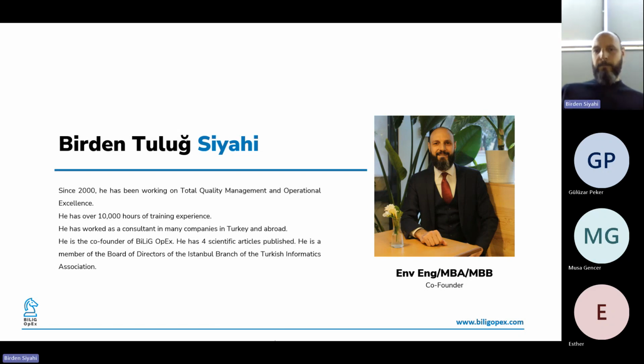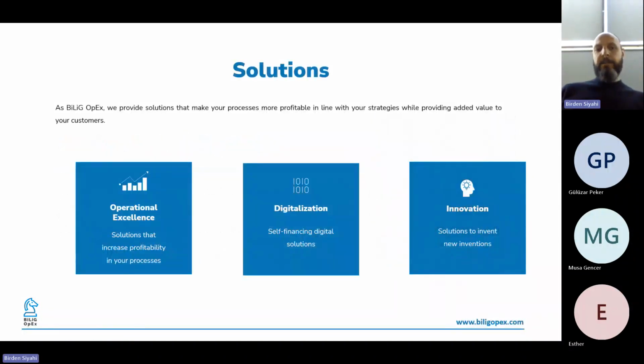Currently, I'm the co-founder of Bilik OPEX consulting company. So let me talk briefly about what we do as our solutions. We do three things, actually. One of them is operational excellence, namely Lean and Six Sigma and other methodologies to implement solutions that have an effect on your strategies and on your financials as well.